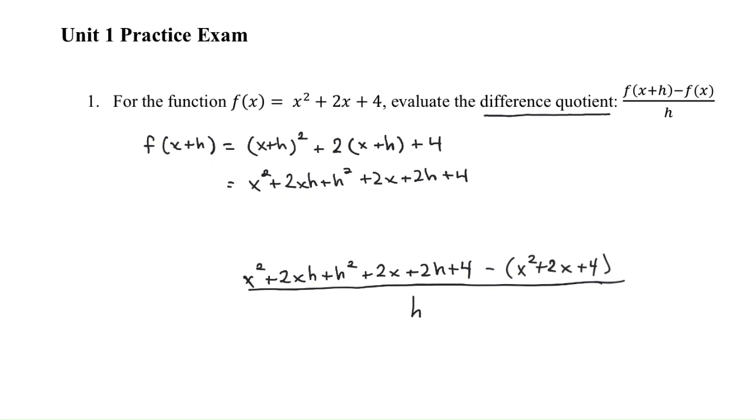And then you combine like terms. So this negative x squared, and I say negative because remember this minus sign is going to distribute, x squared is going to cancel here. Negative 2x is going to cancel with that 2x. And then negative 4 is going to cancel with that 4. So then what's left over in the numerator are only terms that have h as a factor.